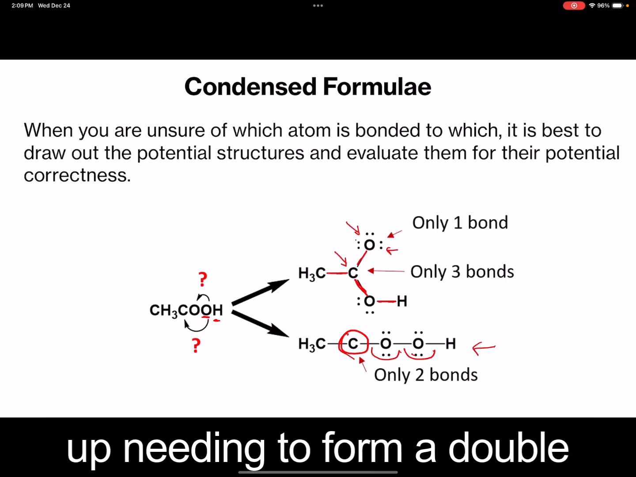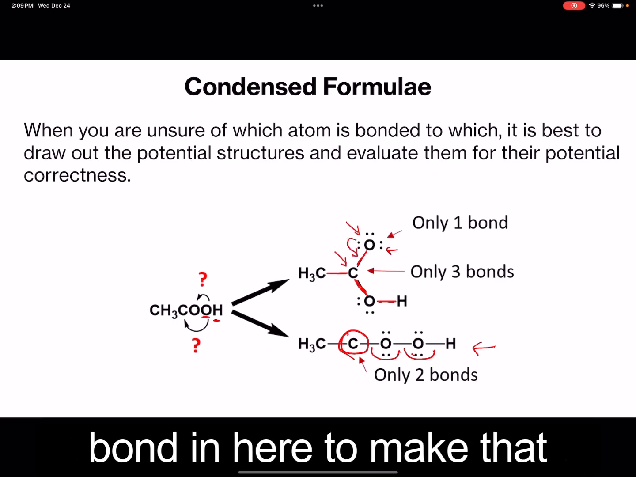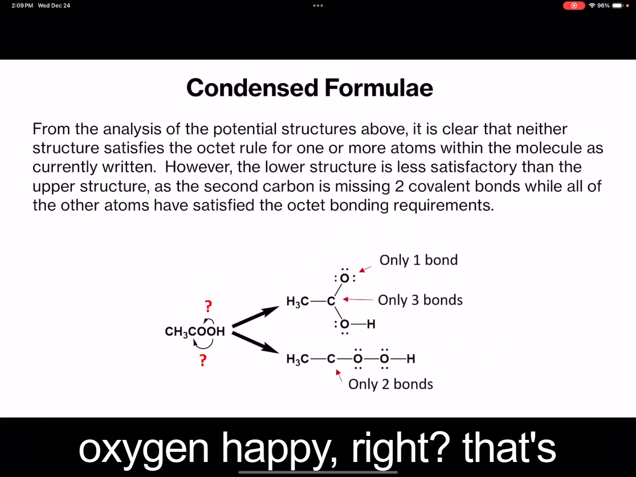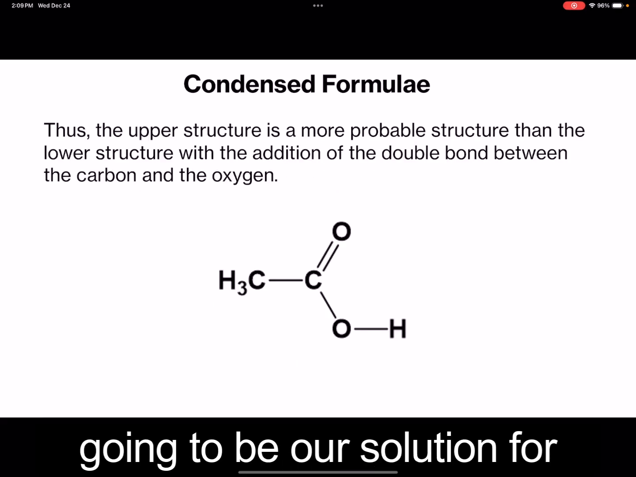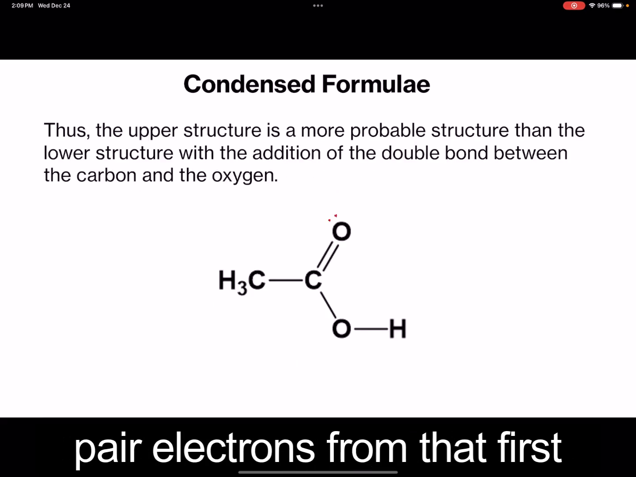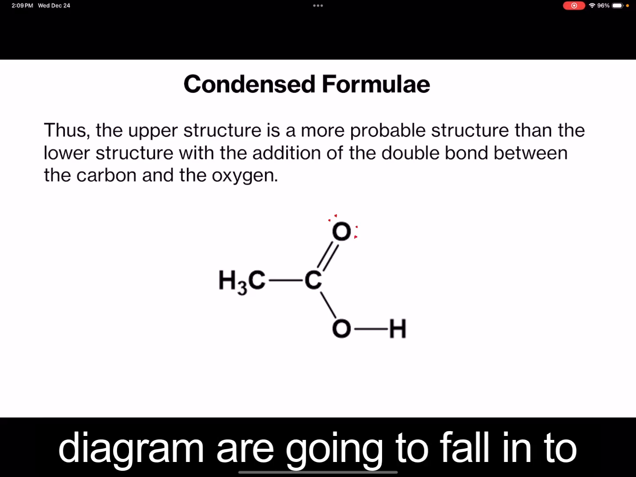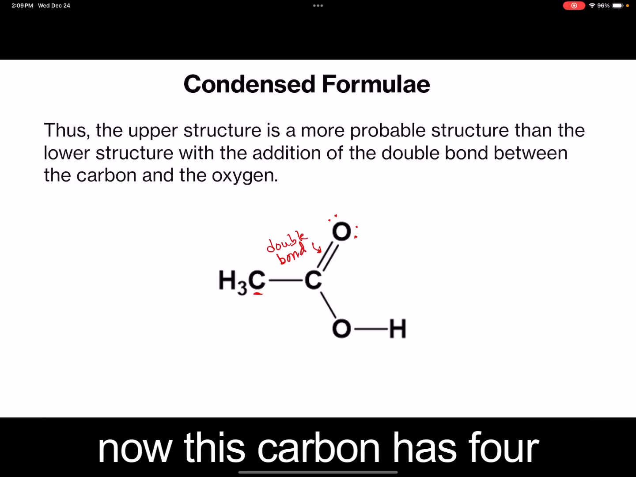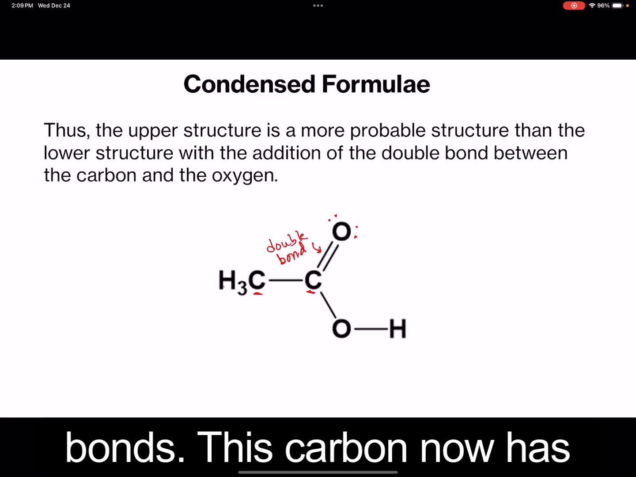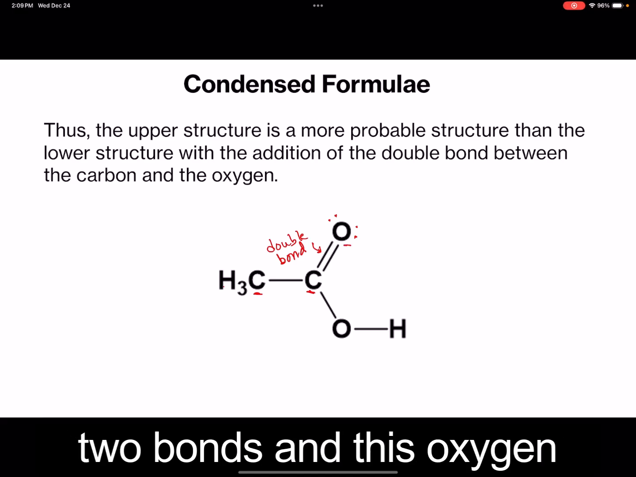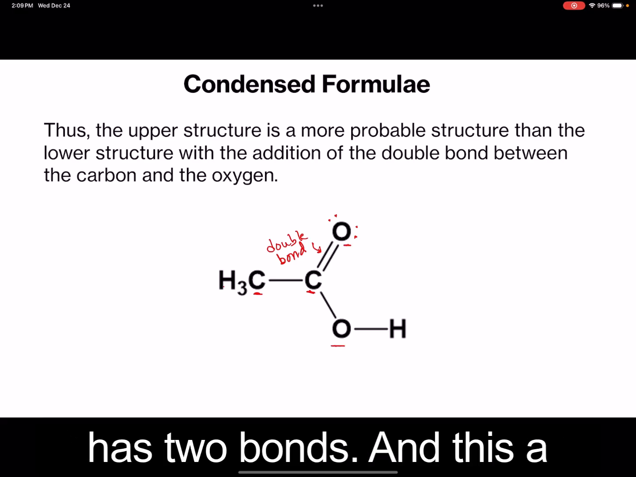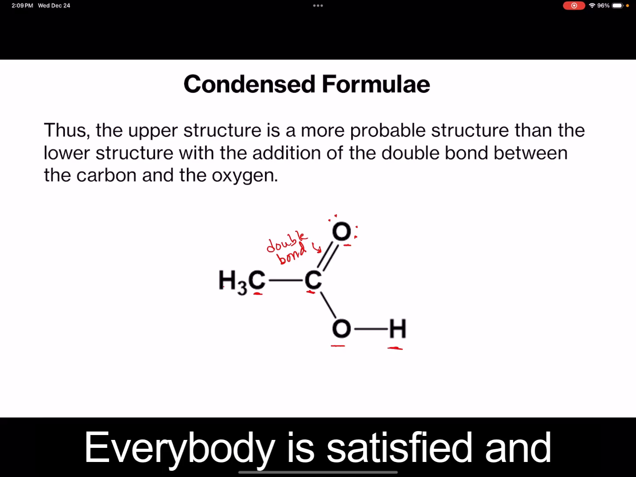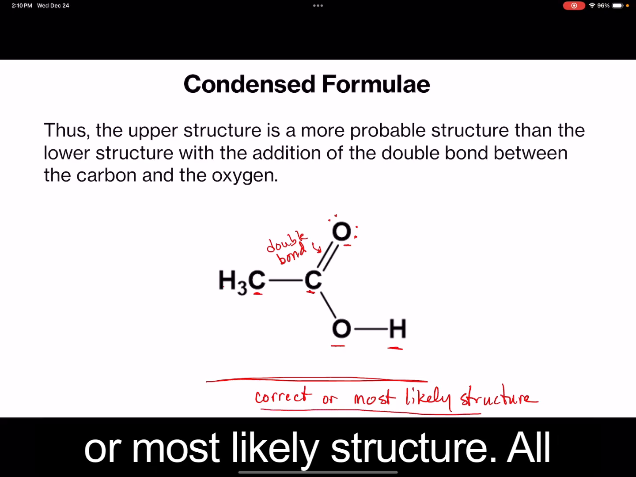So we're going to end up needing to form a double bond in here to make that final carbon happy and the oxygen happy. That's going to be our solution for this problem. 2 of the lone pair electrons from that first diagram are going to fall in to form a double bond. And now this carbon has 4 bonds. This carbon now has 4 bonds. This oxygen has 2 bonds. And this oxygen has 2 bonds. And this hydrogen has 1 bond. Everybody is satisfied and happy. So this is the correct or most likely structure.